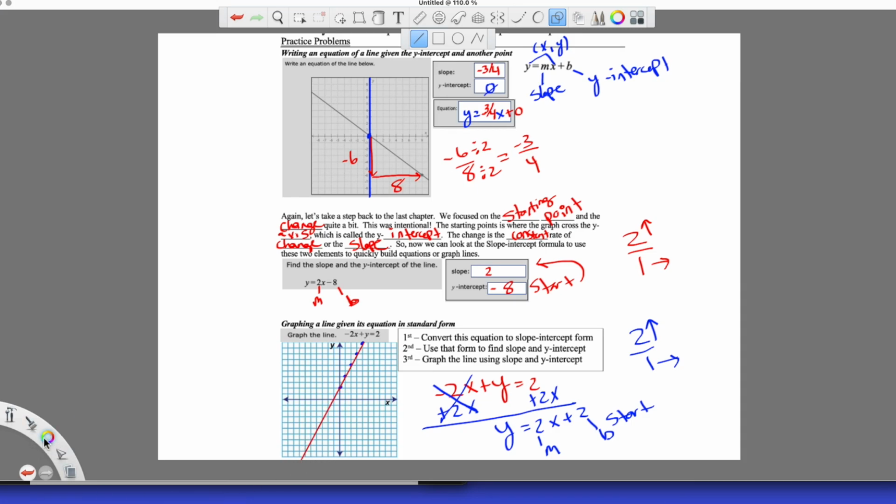All right. So that is using slope intercept, either creating an equation or using the equation to find slope and y-intercept.